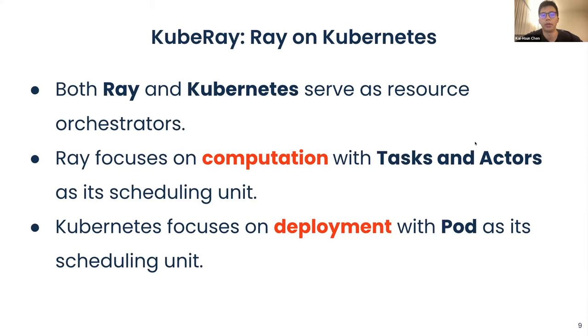Because this is the Kubernetes community, some may wonder why we need both Ray and Kubernetes. Both of them are resource orchestration systems, but a bit different: Ray focuses more on the computation side, with the task and the actor as the scheduling unit, and Kubernetes focuses more on the deployment side, with the pod as the scheduling unit. KubeRay combines them together so that we can have the benefit from each side.